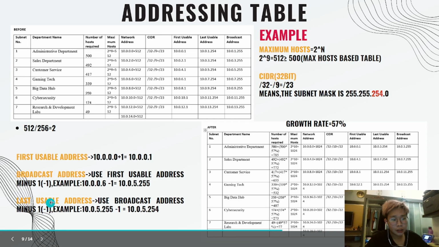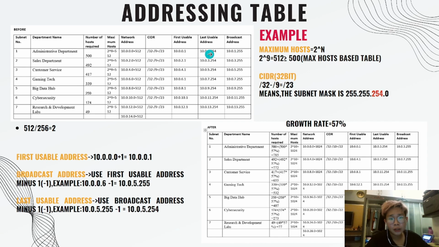Okay, the last usable address is also easy. Use the broadcast address minus 1. For example, 10.0.1.255 minus 1 equals 10.0.1.254. Okay, so the next is the after table. The growth rate is 57%, which is given by the question. It is just the growth rate applied to the number of hosts required. For example, 500 with the growth rate 57%, we just add on, so it equals 785. The other values' formulas are also the same as the before table.